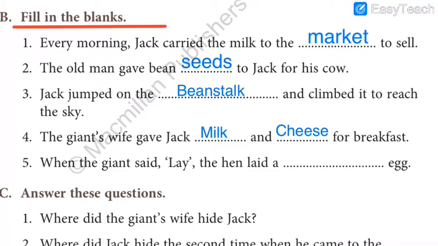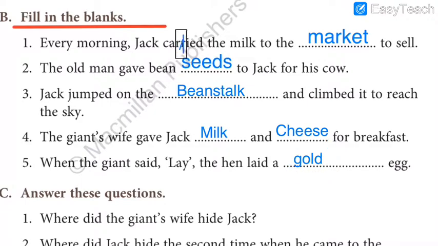Number 5. When the giant said lay, the hen laid a dashed egg. So when giant said lay, the hen laid an egg. But dashed egg. Do you remember, children? Which egg did the hen lay? If you remember in the story, after looking at the egg, Jack planned to take away the hen at his house. So what was the speciality of that egg of giant's hen? Yes, the egg was golden. So golden is the answer. Gold is the answer. You can write gold or golden. Golden egg or gold egg. Okay, I'll write it here for you.